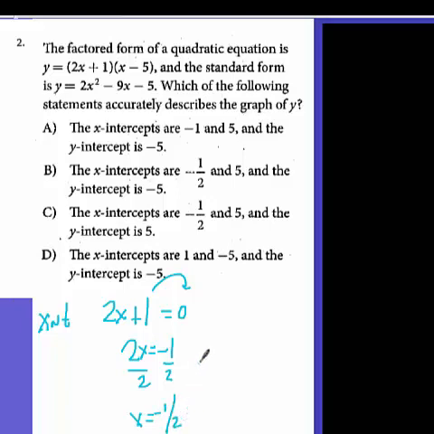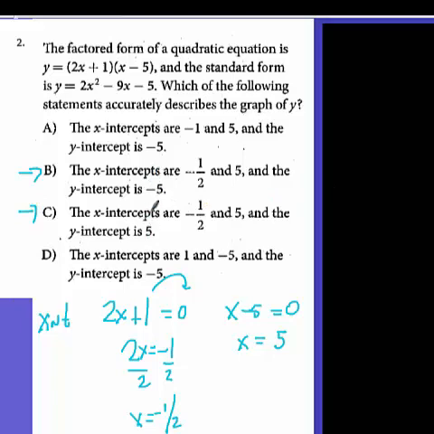Well, then I can take the other factor in the same way, x minus 5, and because of the zero property I can set that also equal to 0, and that means that my other x-intercept is x equals 5. So I know that my x-intercepts are negative 1/2 and 5. So the choice is either B or C. We don't know which yet because I'm not sure what the y-intercept is.